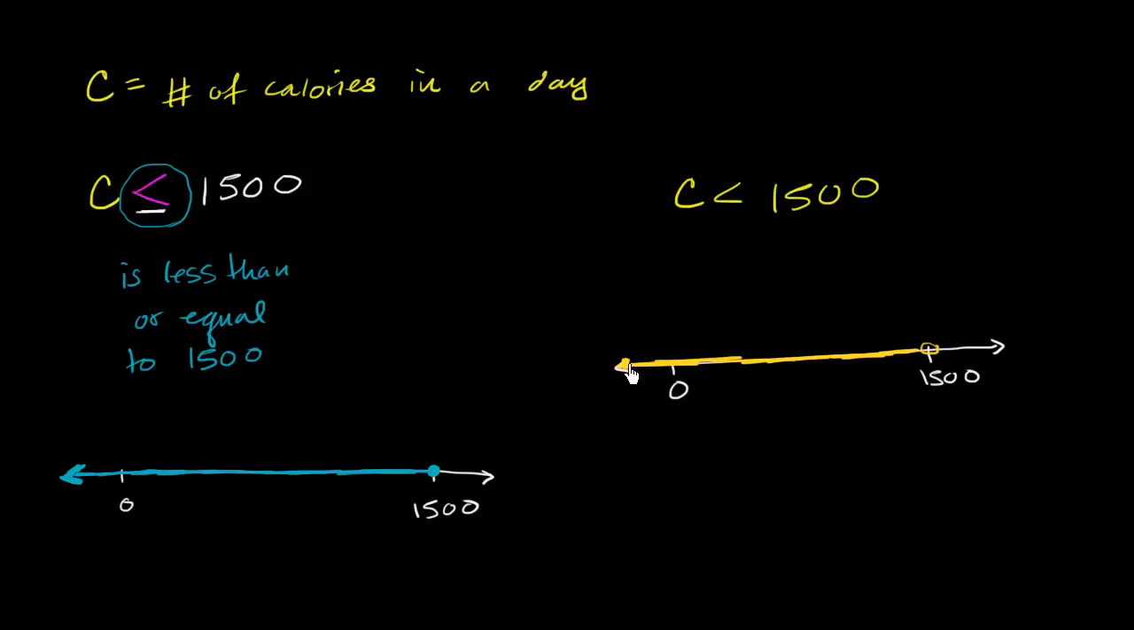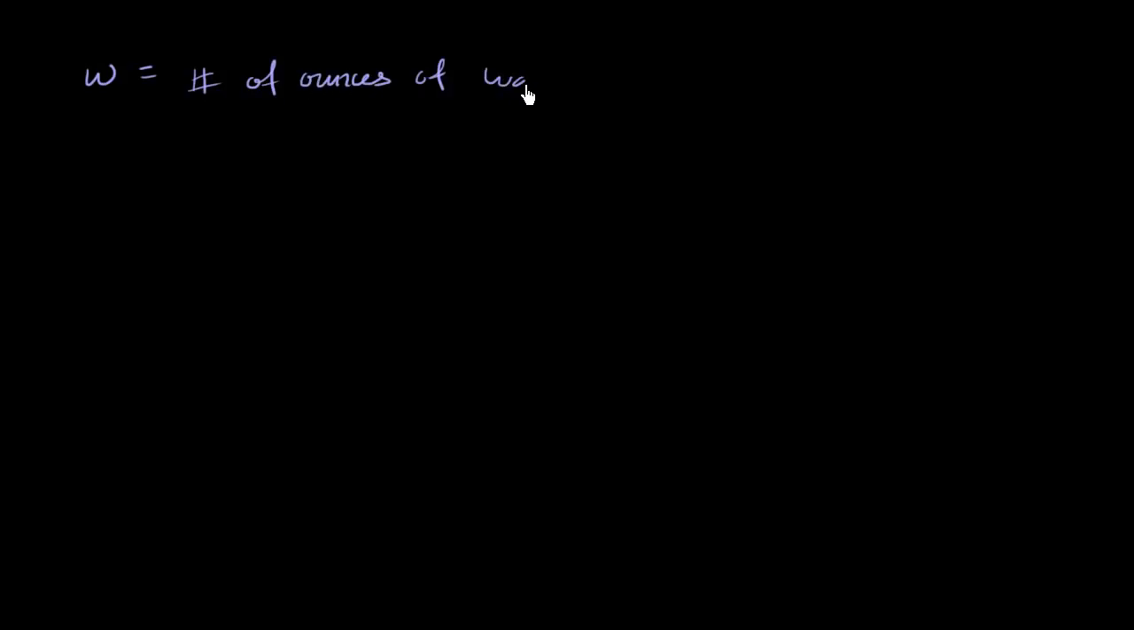Now, you're probably saying, okay, Sal, you did less than or equal. What if you wanted to do the other way around? What if you wanted to do greater than and greater than or equal? Well, let's think about that for a second. Let's say that I'm also trying to increase the amount of water I intake. And so let's define some variable. Let's say W is equal to the number of ounces of water I consume per day.